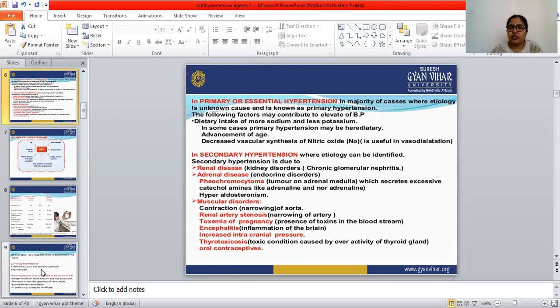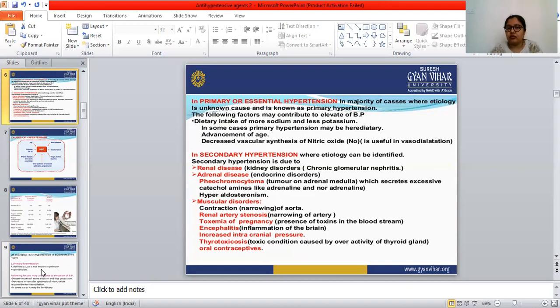In secondary hypertension, the etiology can be identified. Secondary hypertension is due to renal disease. If any patient has any renal disease, in that case secondary hypertension may occur. That means kidney disorders, chronic glomerular nephritis; these are the conditions where secondary hypertension may occur. Second is adrenal disease, that is endocrine disorders. In that case also secondary hypertension may occur.